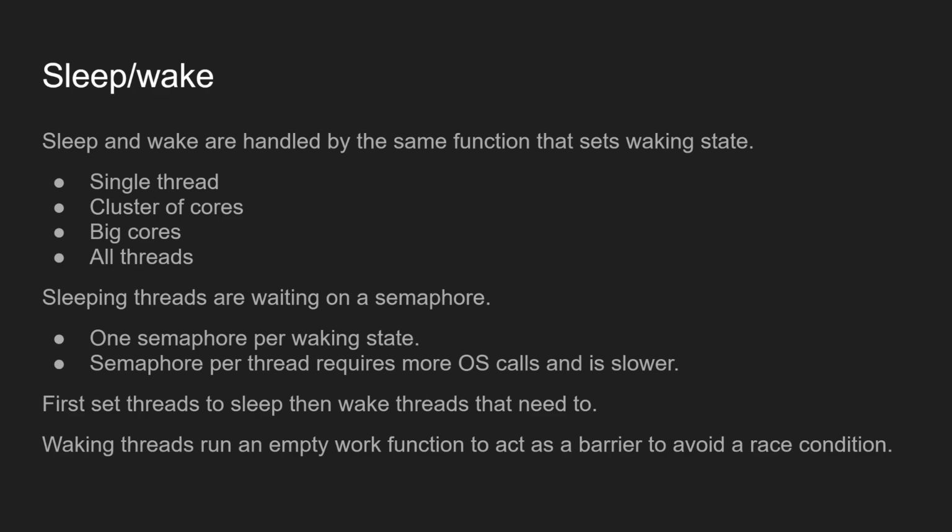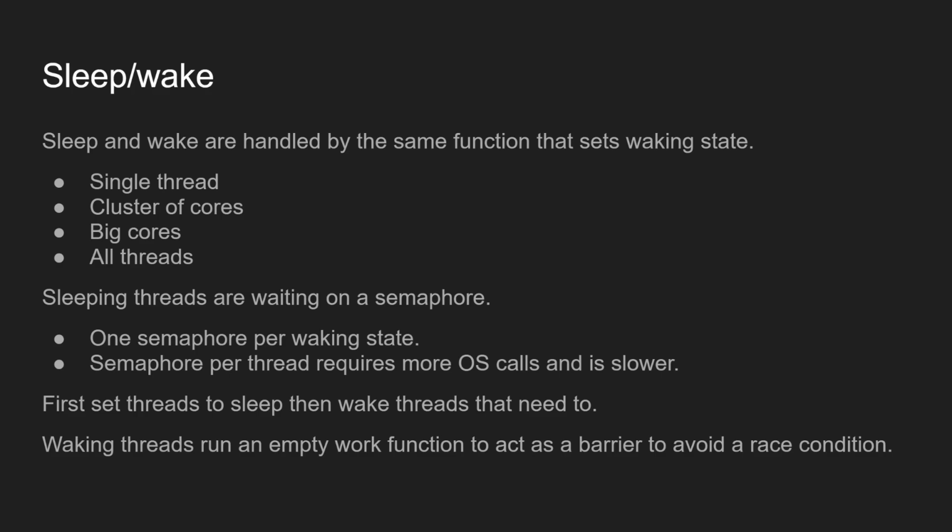A semaphore can actually be used to signal multiple threads at the same time, and this is more efficient than having a ton of different semaphores. So the way I organize things is that I have one semaphore per waking state, excluding the single thread state because the main thread always has to run. By grouping the threads like this, I need to make fewer calls to the operating system to wake the threads.